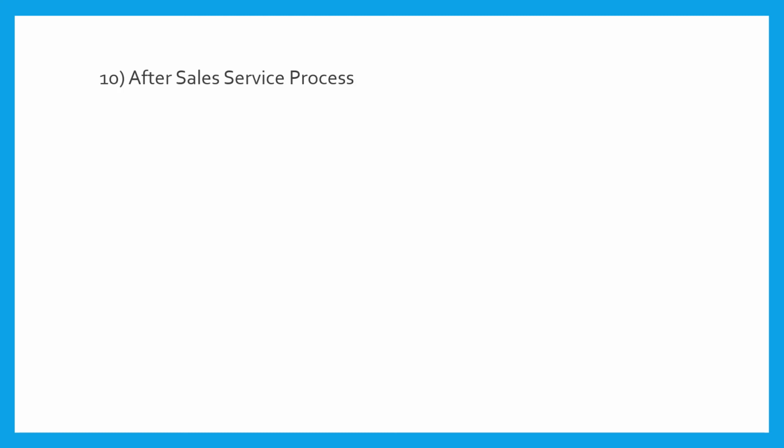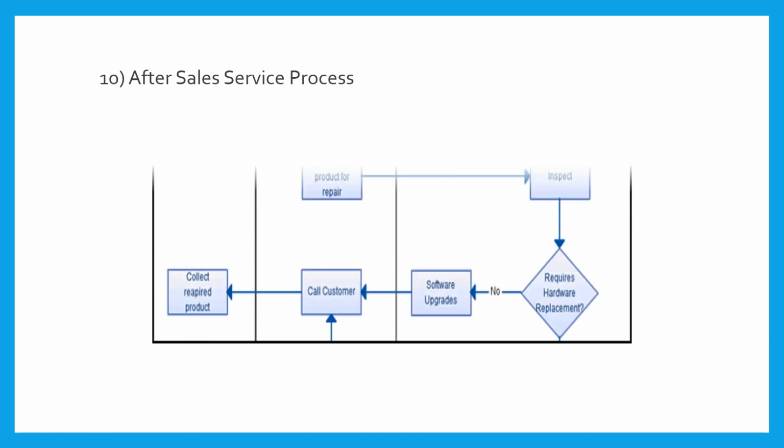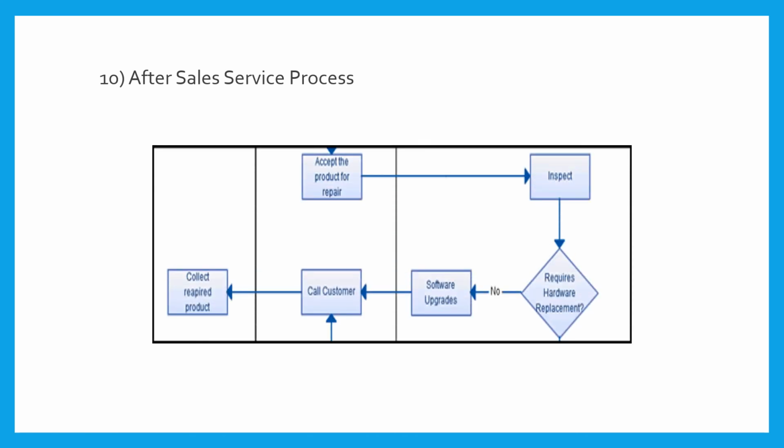After sales service process. This is a flowchart representation of a repair service swim lane. After sales service is any support provided to a customer after the product or service has already been purchased. Companies use after sales support as a business strategy as it typically leads to higher customer satisfaction, brand loyalty, and even word of mouth marketing.